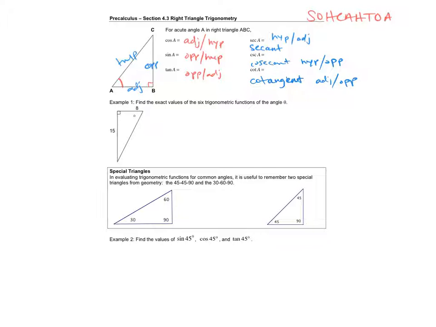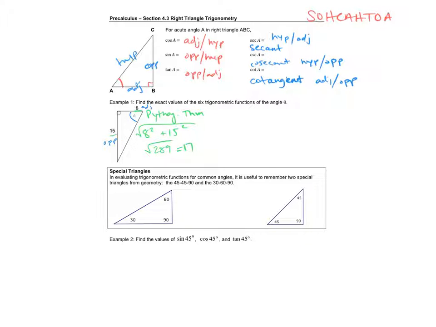So now we're going to see this in a right triangle. If this side is 8 and this side is 15, we're going to use the Pythagorean Theorem to find the hypotenuse. So that's going to be 8 squared plus 15 squared and the square root of that. So that is the square root of 289, which is 17 for my hypotenuse. Now, I'm going to be looking at angle theta. So 8 is going to be my adjacent side, 15 is my opposite, and 17 is my hypotenuse.